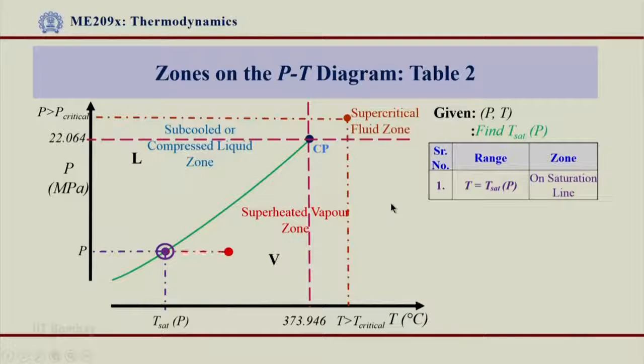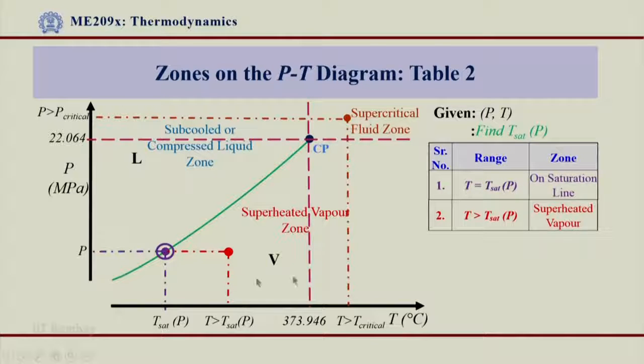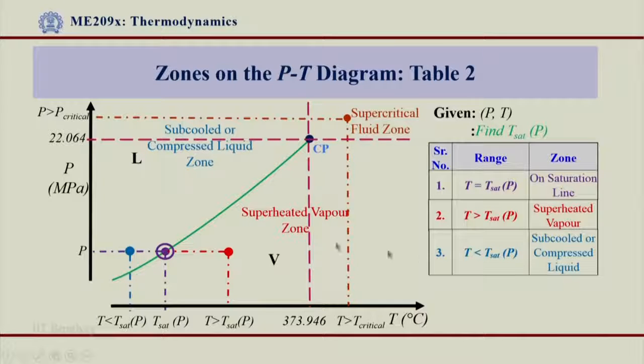The second case: now I am comparing temperature here, and if this temperature happens to be more than the T sat P value over here, so in case my T is more than T sat P, the state lies in the superheated vapor zone as shown over here. Now, the third case is if temperature is less than T sat P, then obviously the state lies in a subcooled or compressed liquid zone. I think it is very simple to understand from here now. I am just comparing temperature with the T sat P value.